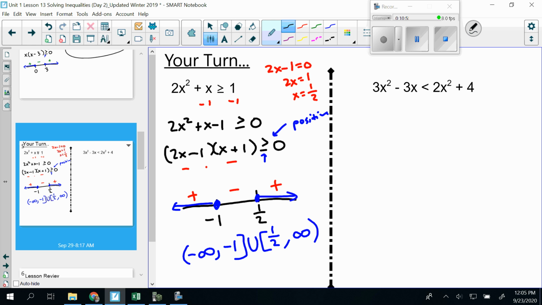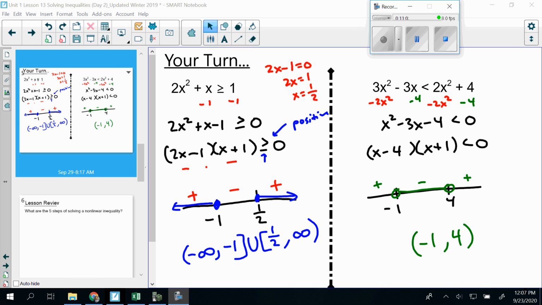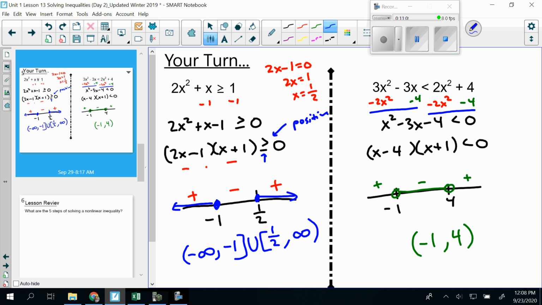All right, I want you to pause the video, try this last one out, see if you can solve that. All right, let's see how you did here. First thing, we've got to make sure this is equal to 0, so you're going to have to move these numbers over to the other side. You should end up with this now less than 0.